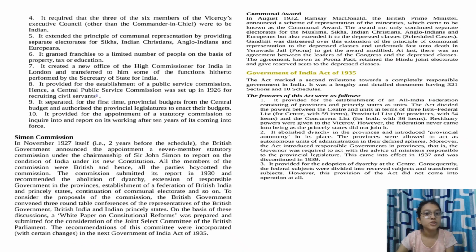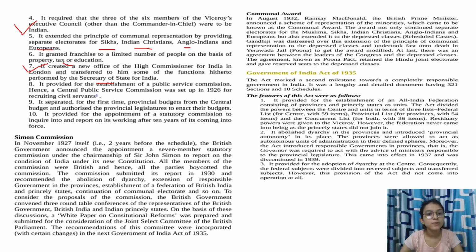It required that three of the six members of the Viceroy's Executive Council, other than the Commander-in-Chief, were to be Indian. So, that is a kind of criteria. It extended the principle of communal representation by providing separate electorates for Sikhs, Indian Christians, Anglo-Indians, and Europeans. That is a kind of division. It granted franchise to a limited number of people on the basis of property tax or education. It created a new office for the High Commissioner for India in London, and transferred to him some of the functions performed by the Secretary of State for India.